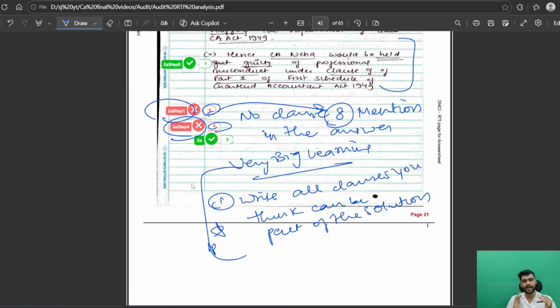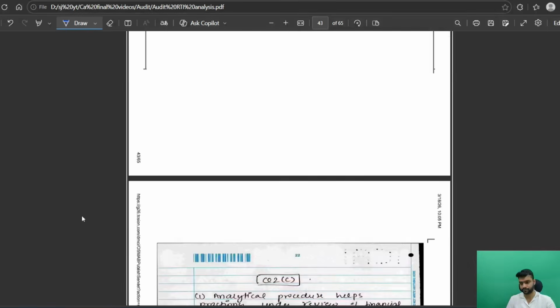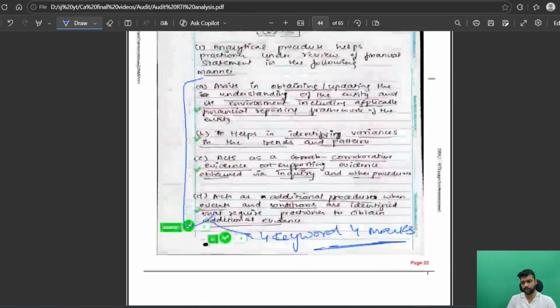In the suggested answer, ICA almost gives 2 or 3 clauses. Whatever clause fits the answer, ICA will give that in the suggested answer, and marks will be allotted to it. So do not skip writing any clause. That is one learning from professional ethics.